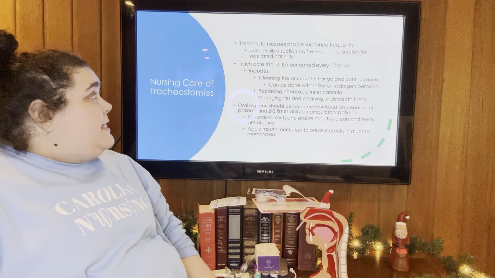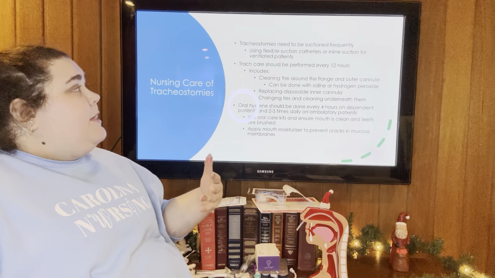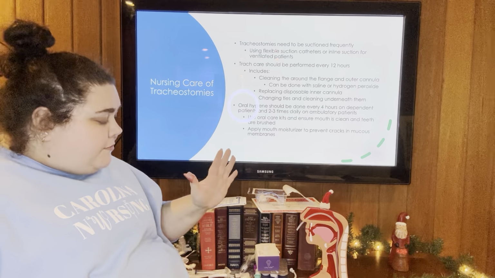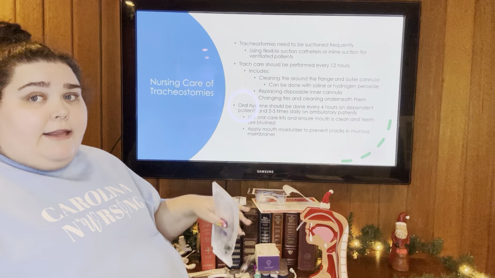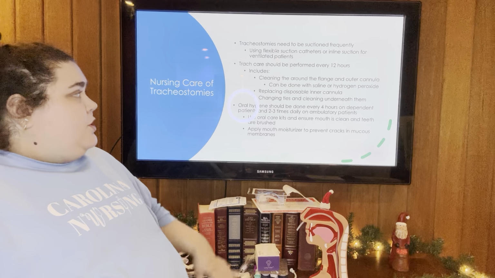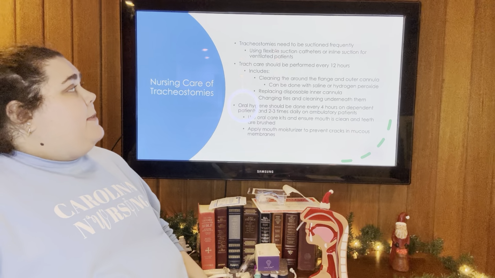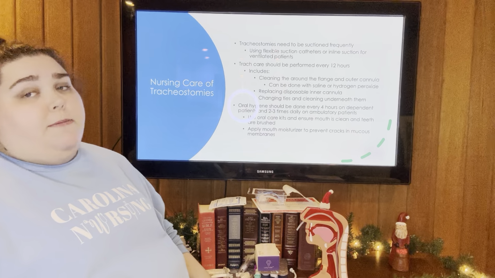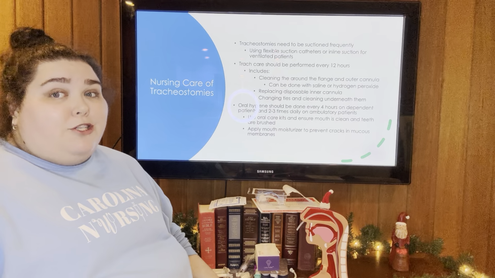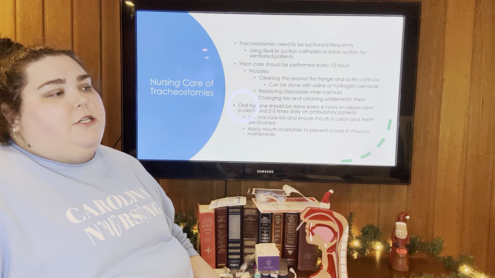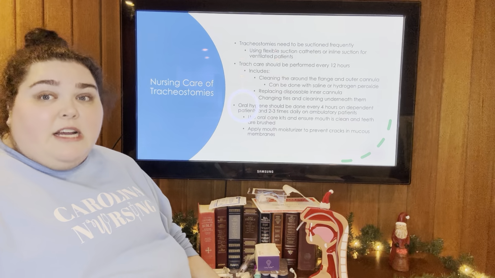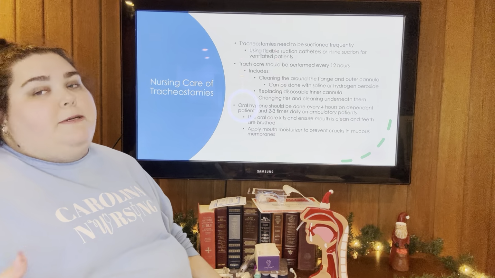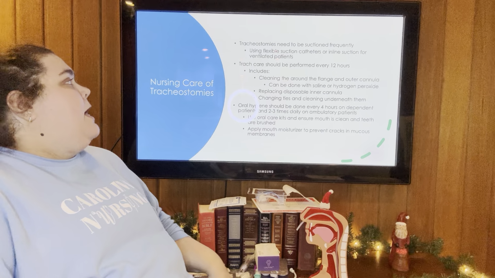So your nursing care of a tracheostomy, this is kind of your daily care. They need to be suctioned frequently. So we have a suction catheter, and we'll go into more detail about suction in a little bit. But suctioning depends greatly on the patient. Some patients get suctioned maybe once a shift. Some patients get suctioned multiple times a shift, once an hour. Just really depends, and it especially depends on where they are in the trach journey.